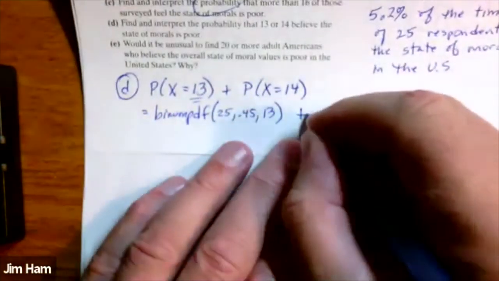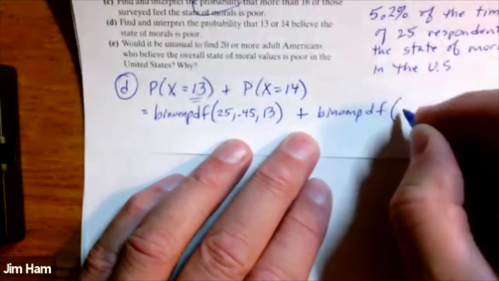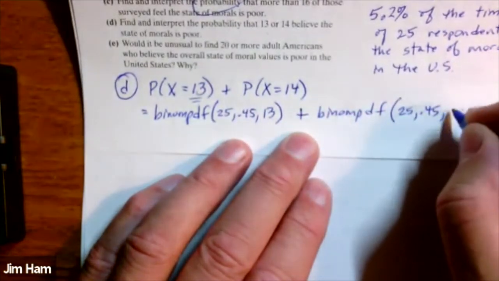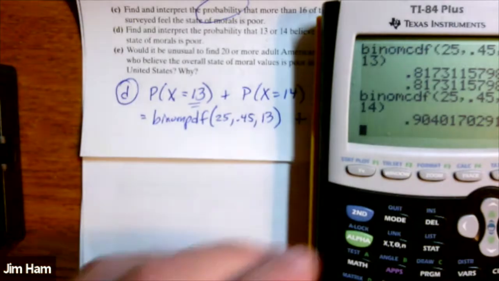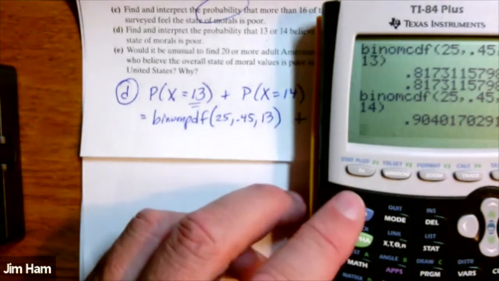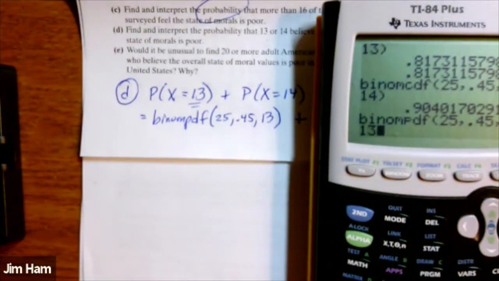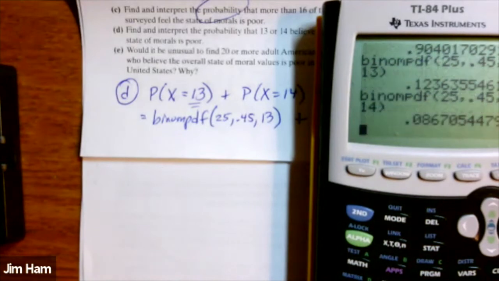And then add that with binomial PDF, 25, 0.45 and 14. Just add them together. Oops, did a CDF there. I said those are too high. Let's try again. There it is. 13 and 14. Yeah, those are better.